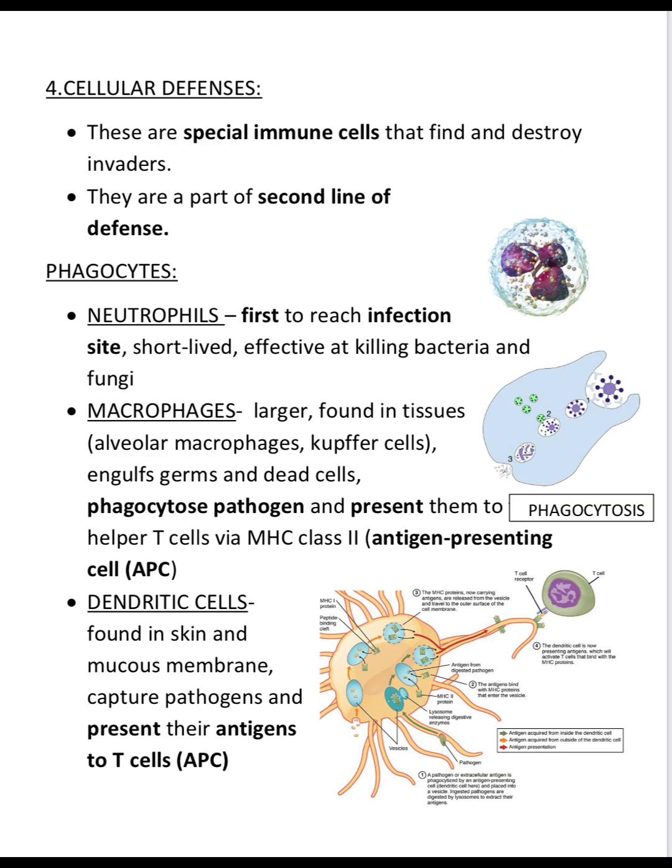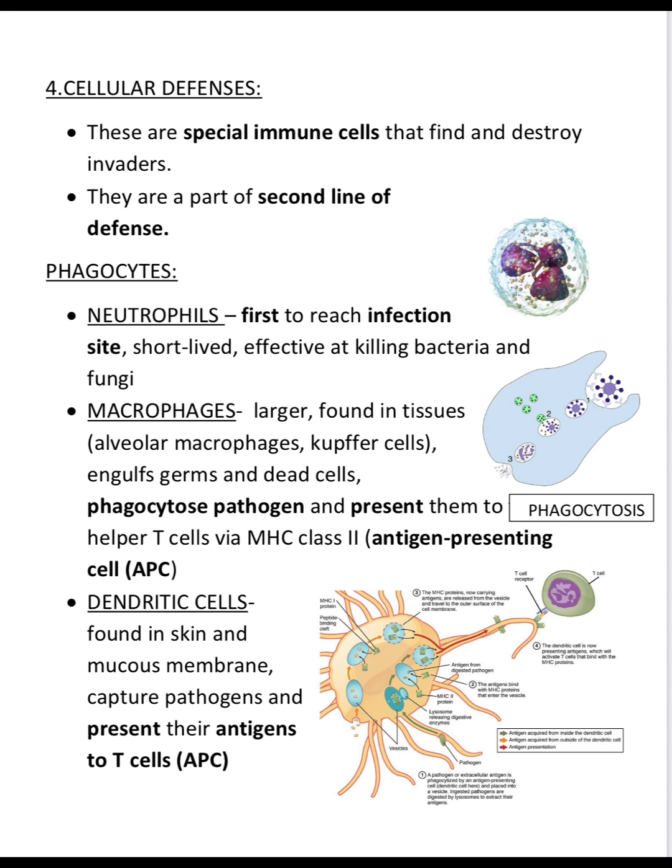Cellular defenses. Cellular defenses are specialized immune cells that recognize, engulf, kill or destroy the invading pathogens. They are a part of the second line of defense. They get activated if the pathogens overcome physical and chemical barriers. The main cells involved are phagocytic cells. Phagocytic cells engulf and digest microbes and debris through a process called phagocytosis.